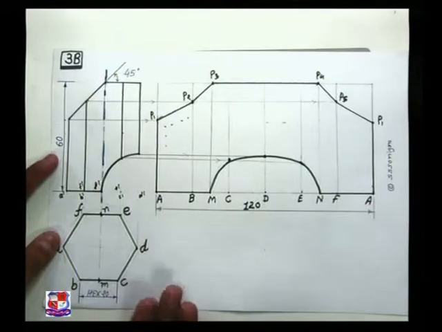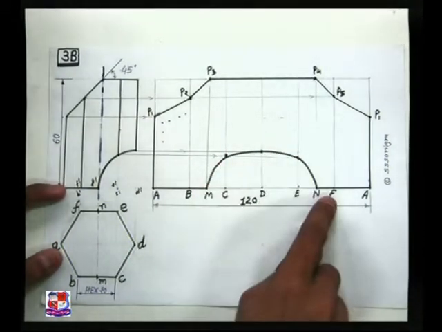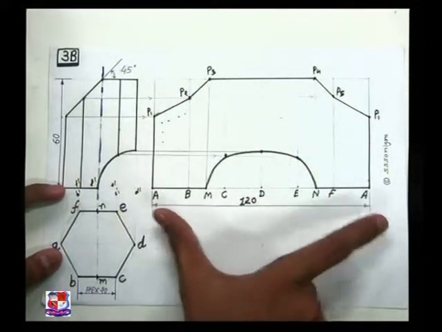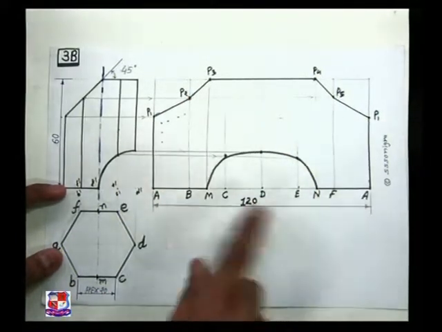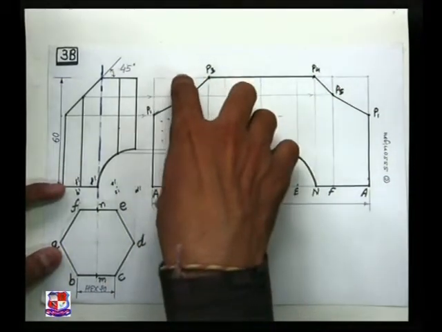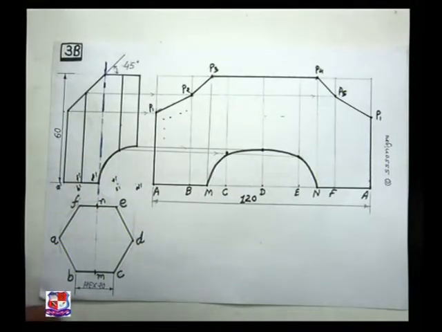So this is question number 3B, asked for 7 marks. This curve carries 1 mark each, dimensions 120 carries 1 mark. If you just draw a rectangle with 120 mm width and 60 mm height, you will get at least 2 marks, because it means that you know something about development.